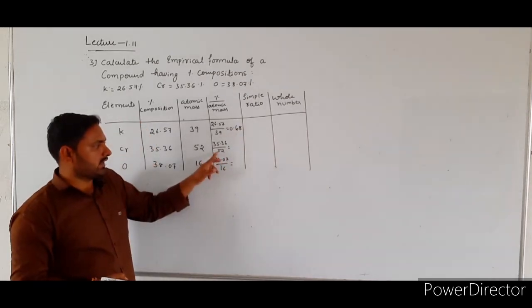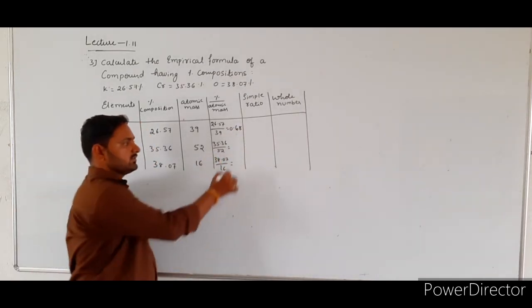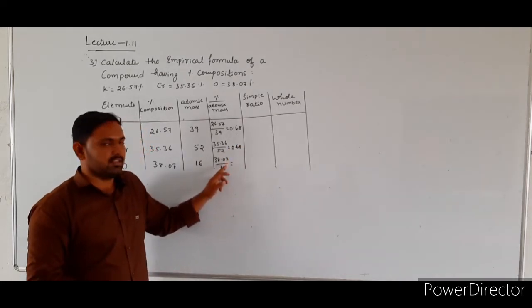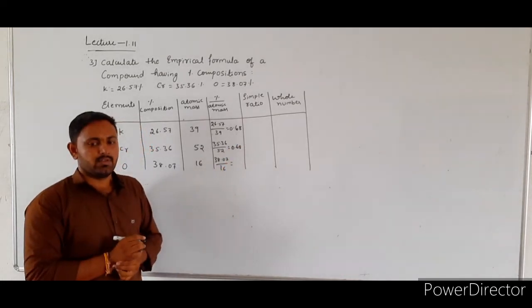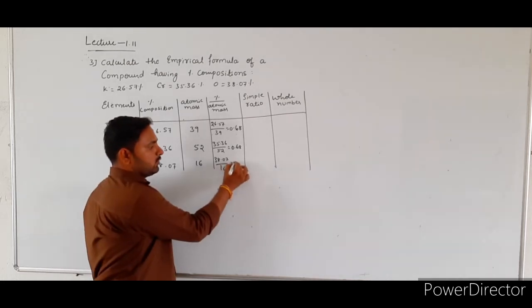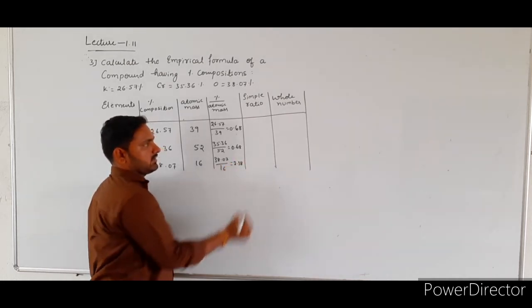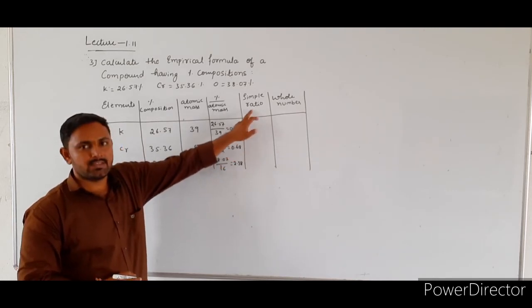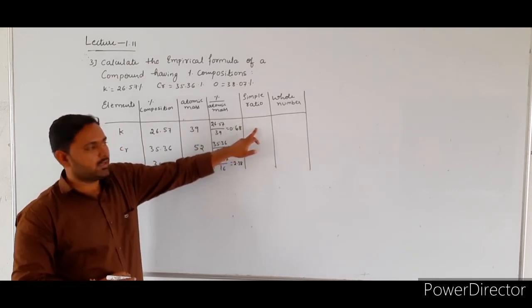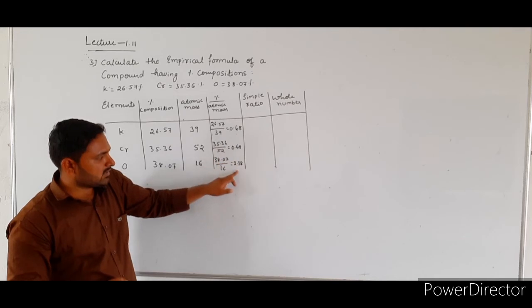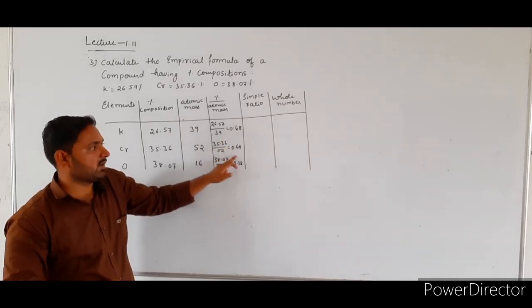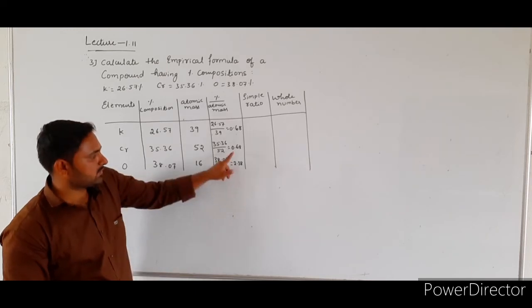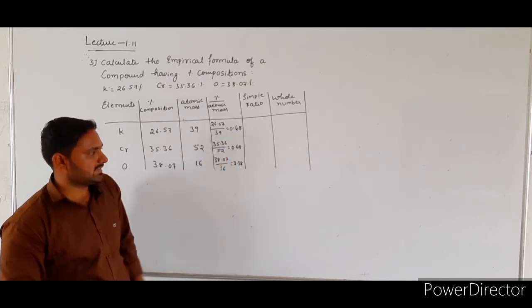After dividing, you will get 0.68. Next, you get 0.68 again. Next, you will get 2.38. Now you write the simple ratio. To get the simple ratio, you have to divide all these numbers by the smallest number. In these three numbers, which is the smallest number? The smallest number is 0.68.